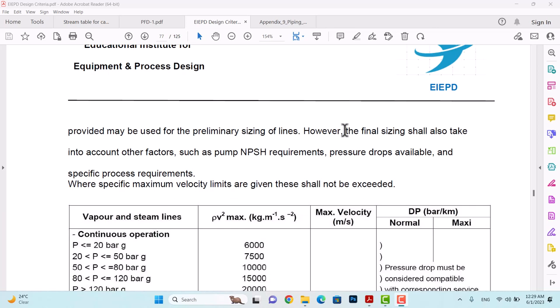Sometimes you calculate the diameter of the pipe based on the tables and criteria I'm going to show you, but the finalized diameter is not what you calculated. Why? Because we have some specific process requirements. We have some specific process demands. And here, experience plays a crucial part. Anyway, later I'm going to give you one example to make it clear for you and what I mean.